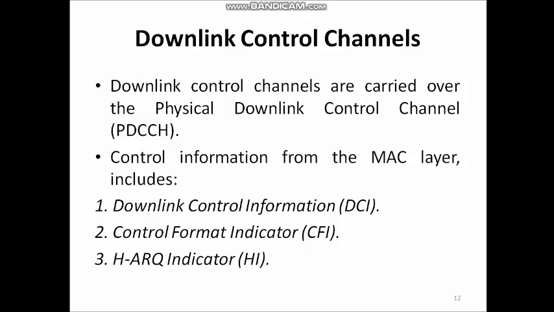Okay, next let us move on to downlink control channels. This is the second topic of today's discussion. Downlink control channels are carried over the physical downlink control channel. So, they contain control information from the MAC layer. Control information from the MAC layer includes downlink control information DCI, control format indicator CFI, and HARQ indicator HI. So, MAC layer control information contains these three pieces of information and indicators.